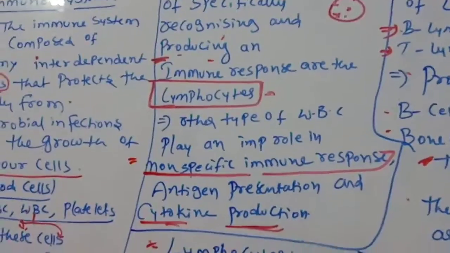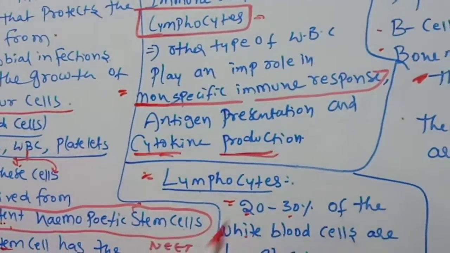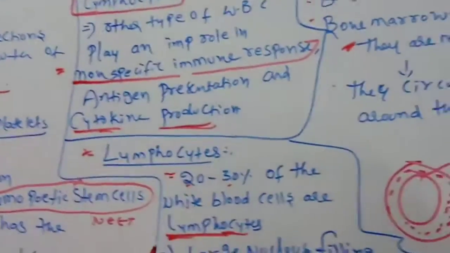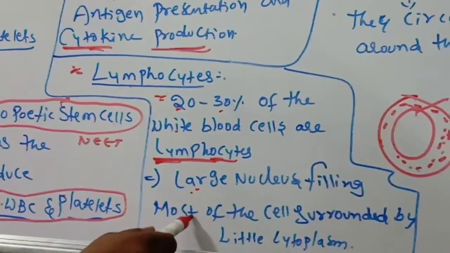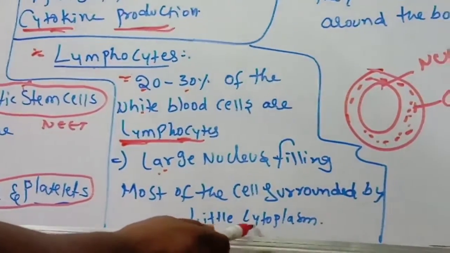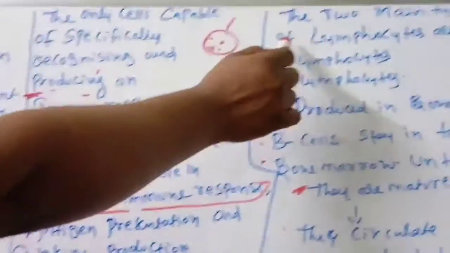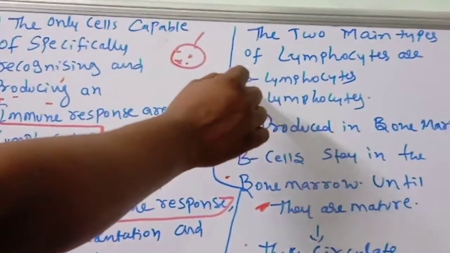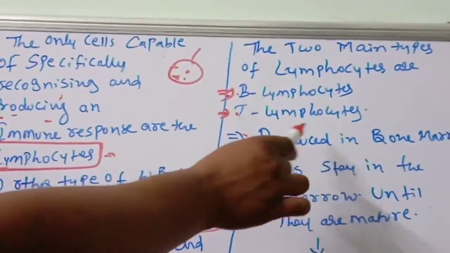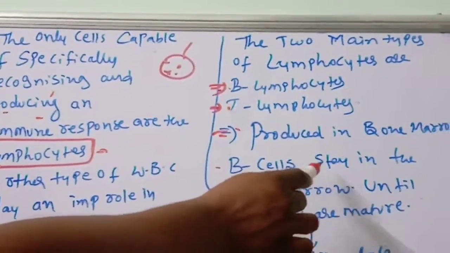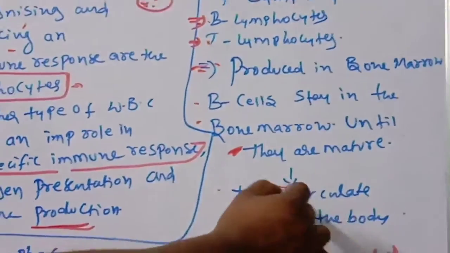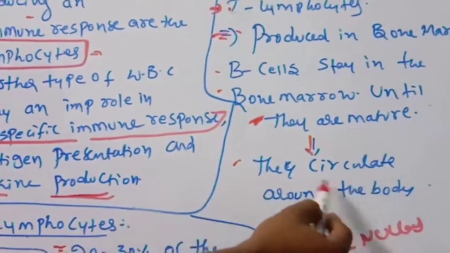So 20 to 30% of the white blood cells are lymphocytes. Large nucleus filling most of the cell, surrounded by little cytoplasm. The two main types of lymphocytes are B lymphocytes and T lymphocytes, produced in bone marrow. B cells stay in the bone marrow until they are mature. Then after maturity, they will circulate around the body.